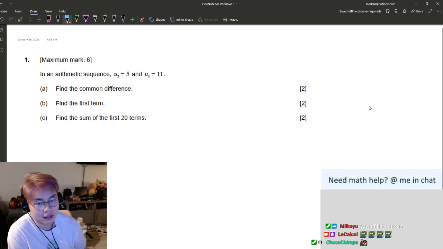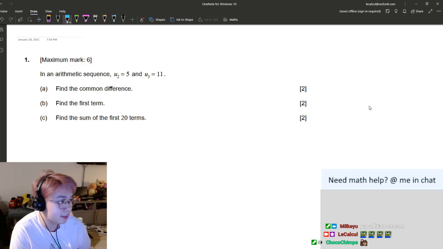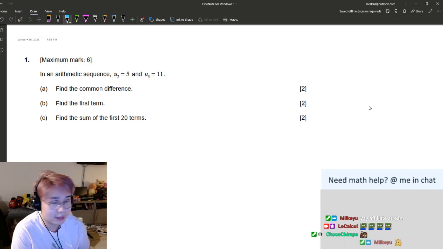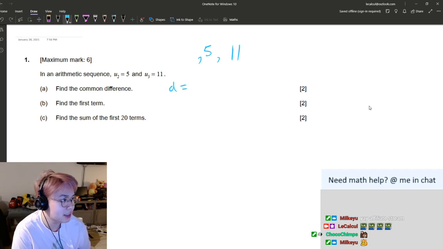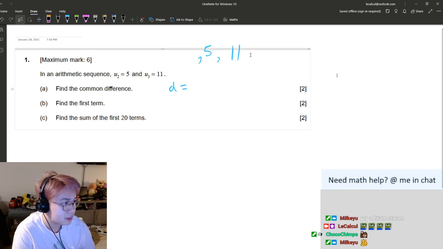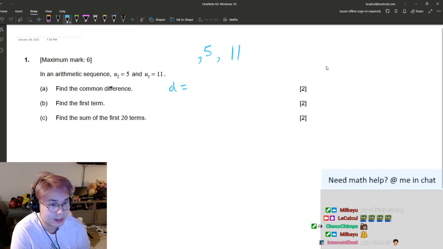And here we go. What is this? We have an arithmetic sequence, so that's some sort of pattern made by adding or subtracting stuff, and I know the second number, U2, is 5, and the third number is 11. Then we need to find the common difference. Luckily, we have two consecutive terms, so the difference between them is going to be the common difference. So that's 6.